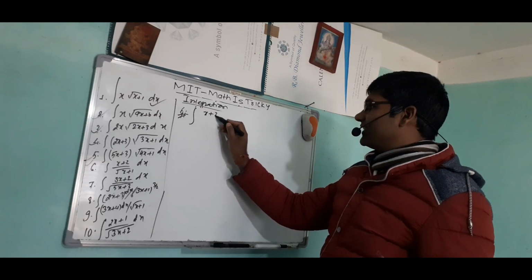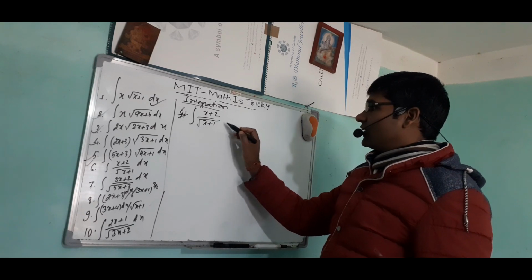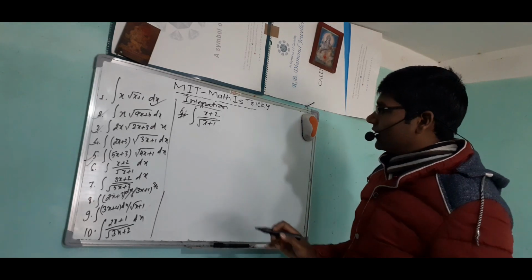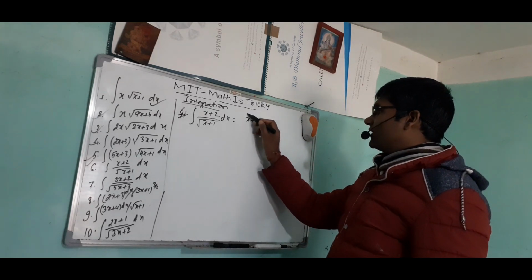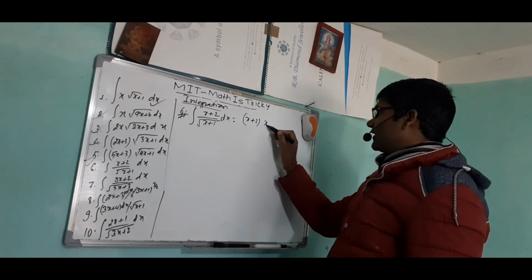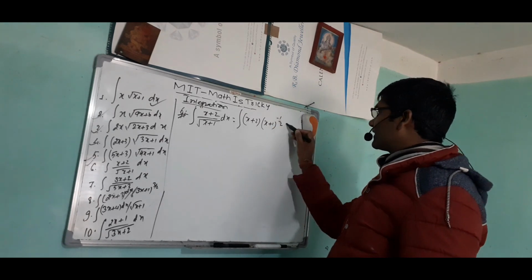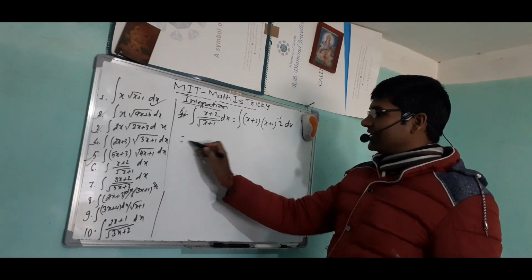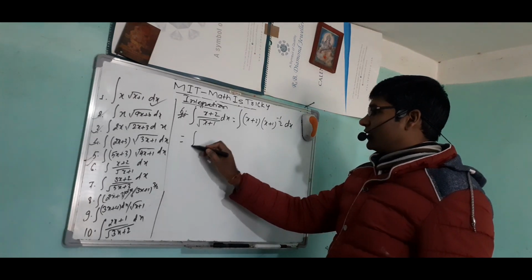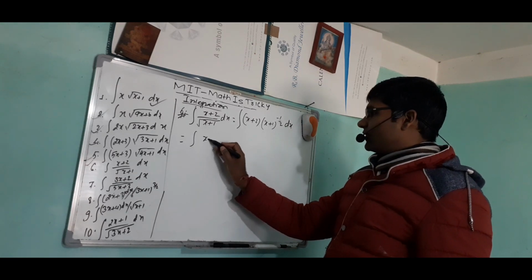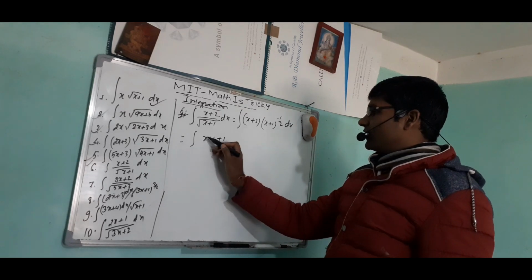The integration of (x plus 2) by the square root of x plus 1 dx. So what can be done here? Same as before, you write x plus 2 like this: 1 times (x plus 1) minus 1, by root of (x plus 1) dx. So express the given function in terms of product form. Now we can write as before, x plus 1 plus 1, because 1 plus 1 will be 2. It's so easy.